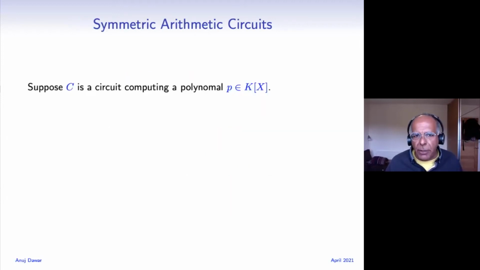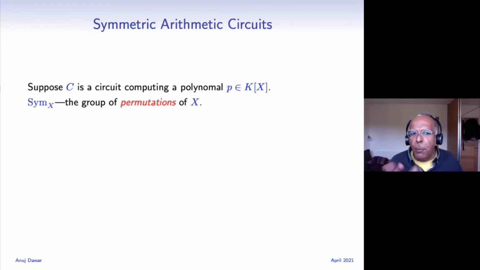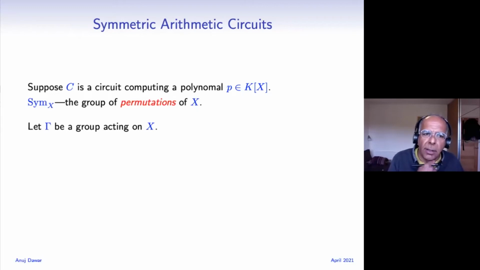So what do I mean by symmetric circuits? Suppose we have a polynomial p over the variables X in the field K, and we have a circuit computing this polynomial. Consider the group of permutations of the variables, right? This is just the full symmetric group, Sym(X). And let Gamma be a group acting on X. So in particular, it could be just a subgroup of Sym(X), but in some cases, it's more convenient to think of it as a different permutation group with an action on X, as we will see.